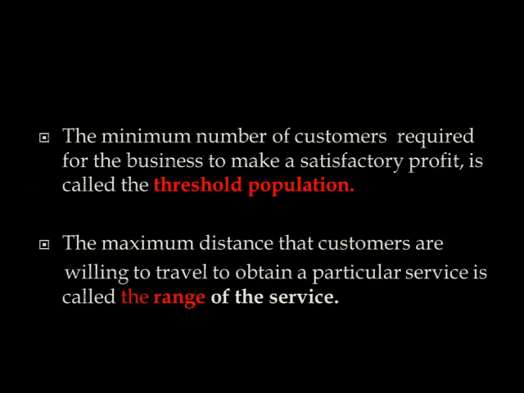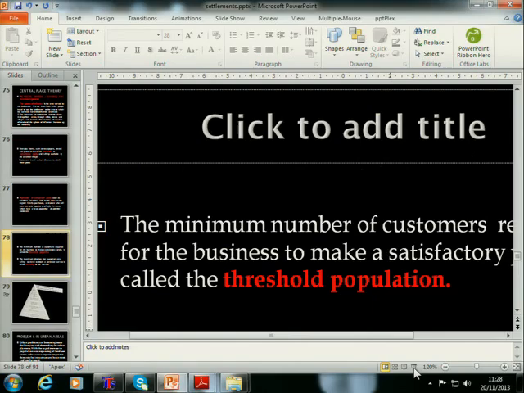There's my concept, the range. For a person to travel from Putadichaba, which is in the Free State, to Bloemfontein, it's more or less 300 kilometers. Now, what does that say? The maximum distance that customers are willing to travel to obtain particular services is called what? The range.